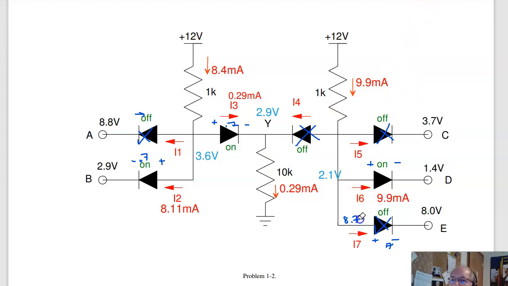Once you find the voltages, I can now find the currents. 2.9 volts at 10 kilo ohms is 0.29 milliamps. 12 volts going to 3.6, 8.4 milliamps through 1K. 12 versus 2.1, 9.9 milliamps. Current has to go somewhere. There is only one diode turned on, so all 9.9 milliamps goes to diode D. The 0.29 milliamps has to come from somewhere. It comes from diode 3. So the 8.4 milliamps comes down, 0.29 splits right, and the remainder goes left. So that's the voltages and currents.